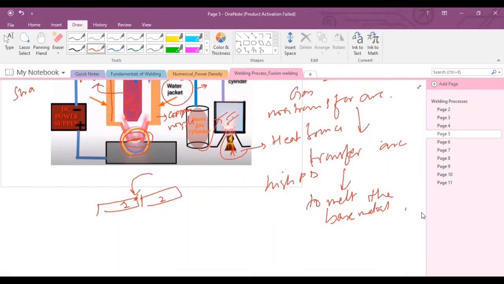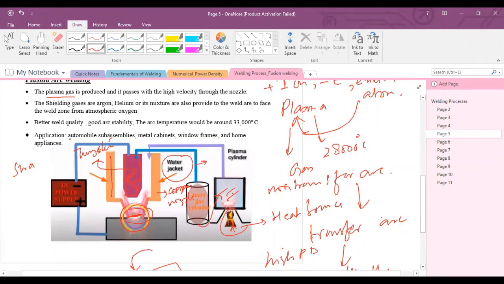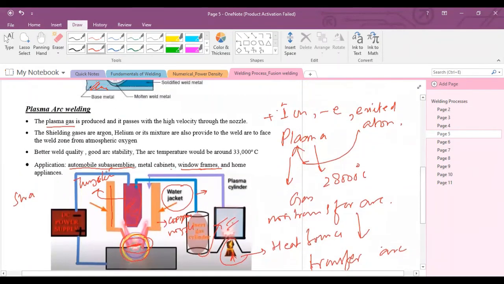And this type of welding is used to weld automobile subassemblies. It is also used in automobile transmission and gear systems, to weld the gears onto the shafts. Metal cabinets, like Hino Motors, they are using this technology to weld the doors into the cabins of trucks. Window frames are also welded by plasma arc welding. And in home appliances, refrigerator capillary tubes are welded together with the help of plasma arc welding.